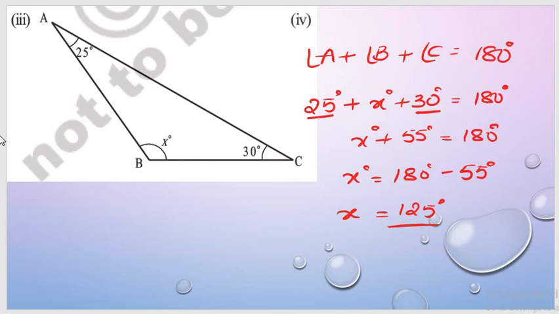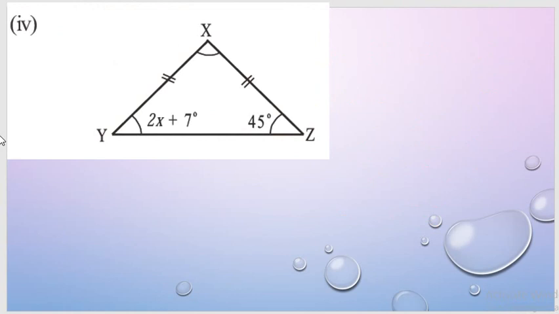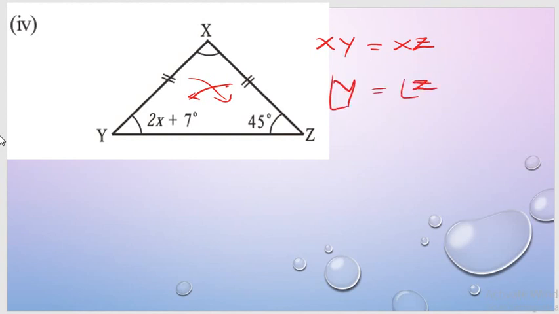Right? Moving on to the next question. So question number 4. If you observe this triangle, this is triangle XYZ, in which side XY is equal to side XZ. In a triangle, if two sides are equal, then we call it an isosceles triangle. In an isosceles triangle, if two sides are equal, then automatically the angles opposite to those sides are also equal. So angle Y is equal to angle Z.